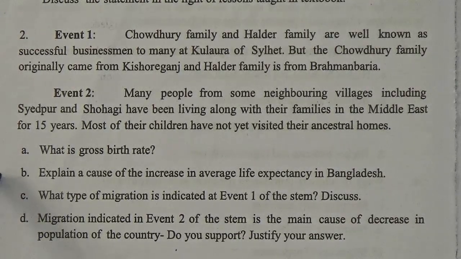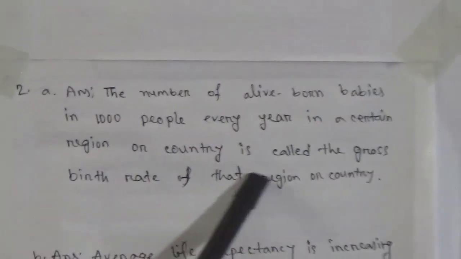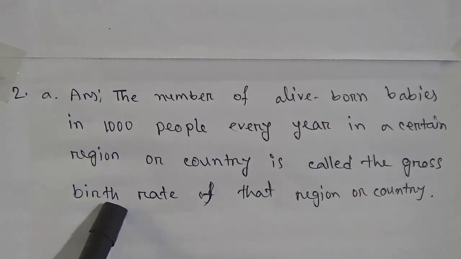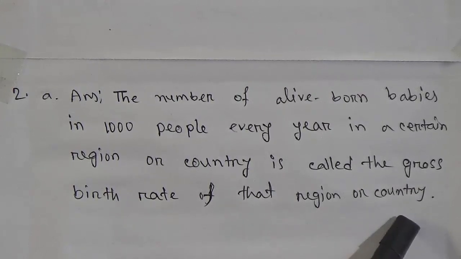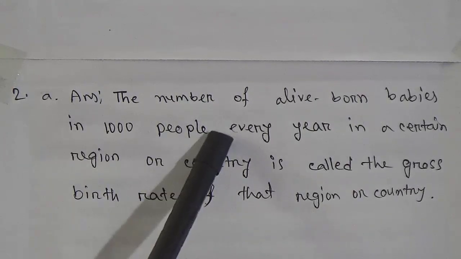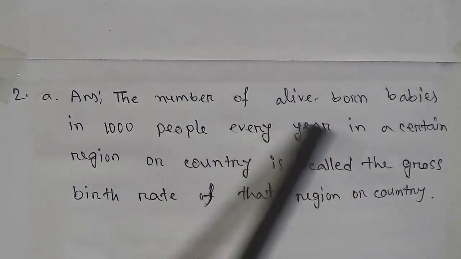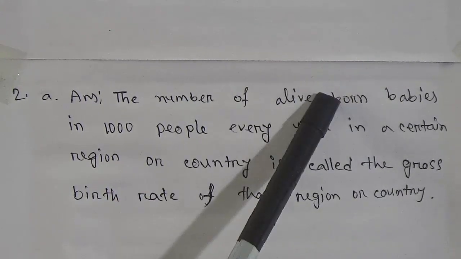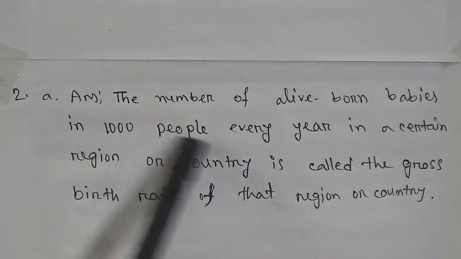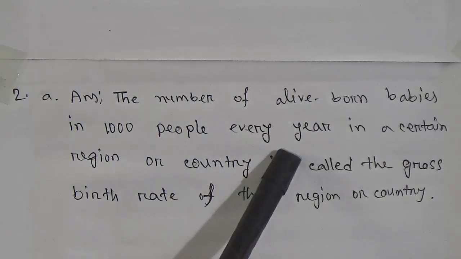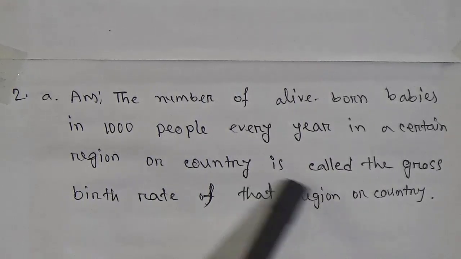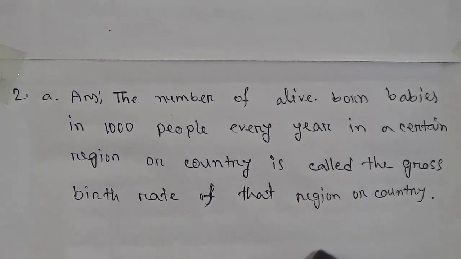Now question number A, what is gross birth rate? Come to the answer. The number of alive born babies in 1000 people every year in a certain region or country is called the gross birth rate of that region or country. So what is the definition? The number of alive born babies, that means the babies who are born alive in 1000 people every year in a certain region or country is called the gross birth rate of the region or the country. So you have to memorize the definition.